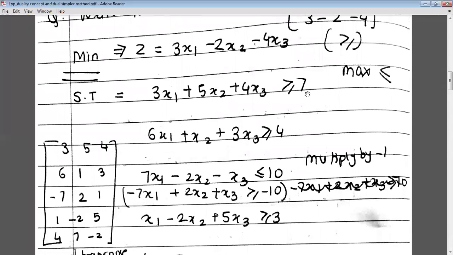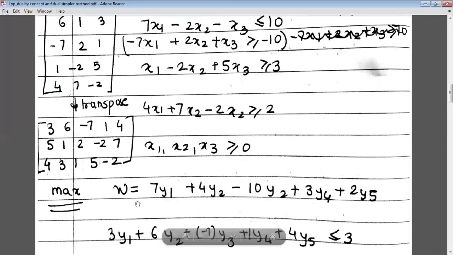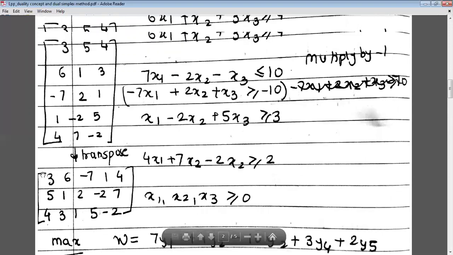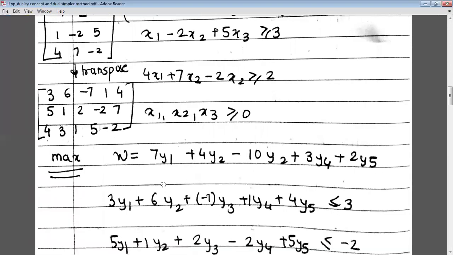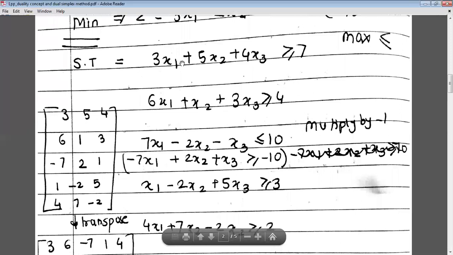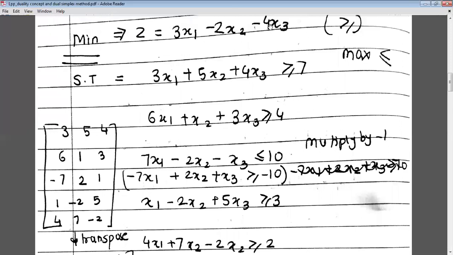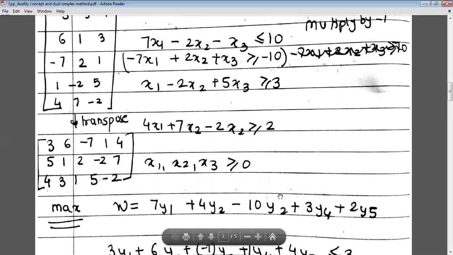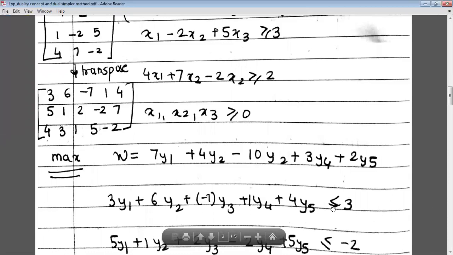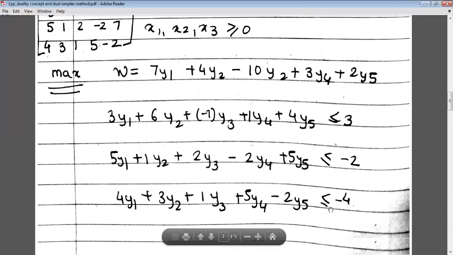So if you see here, I repeat again, these coefficients have formed the objective function coefficients: 7, 4, minus 10, 3, 2. These columns have interchanged to rows. You can see these column values have been interchanged to row values, and the last coefficients here we are getting from the objective function: 3, minus 2, minus 4. The minimization problem has got converted to the maximization problem with the change in sign. Okay, so this is the way to find a dual.